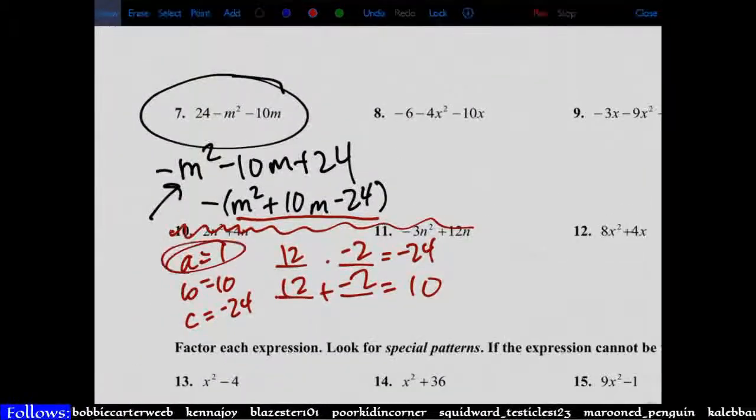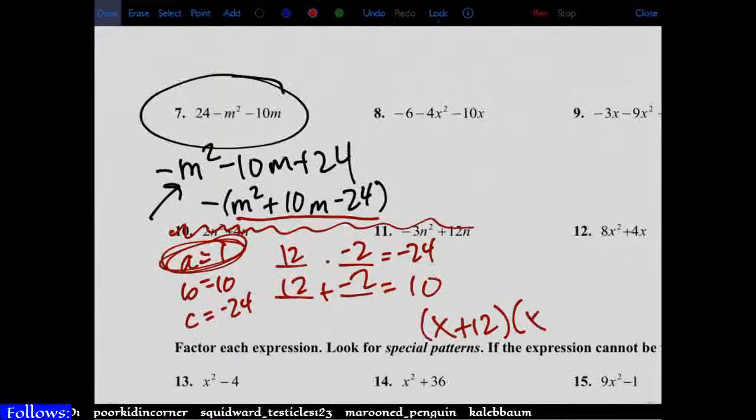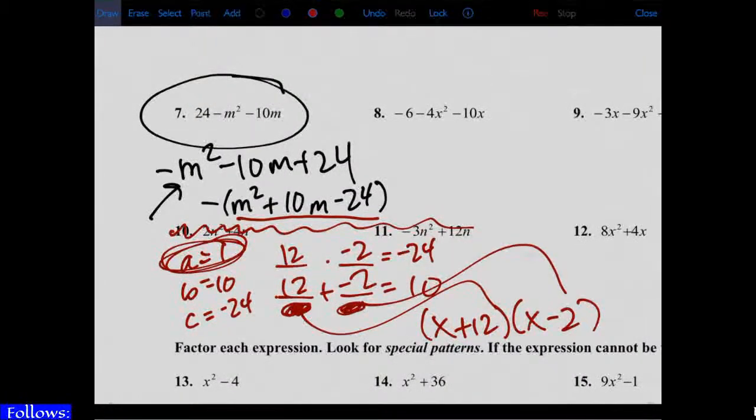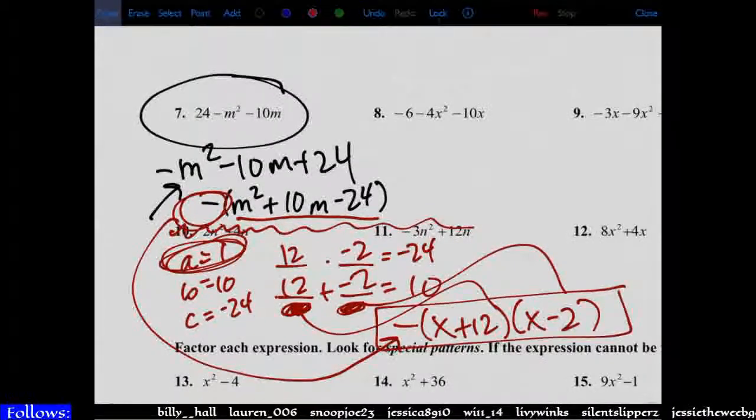Since A is 1, we can shortcut here and go straight to our answer. X plus 12, x minus 2. We just took these two numbers, the 12 and 2, and put them in there. Okay. Last thing, don't forget, at the very beginning we took a negative out, which means we need to put that guy back in here. There's your answer. Negative 1m minus 6m plus 6.